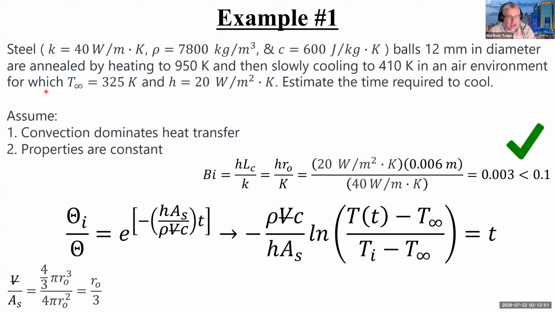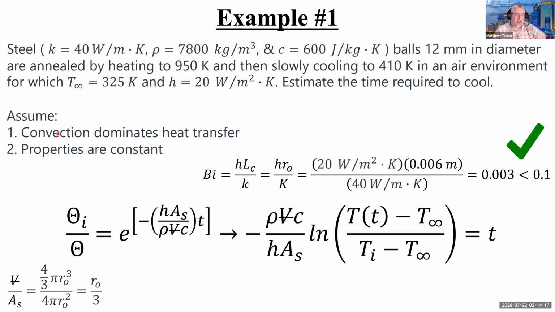And we know that the ambient air in whatever room this is happening in is 325 Kelvin. The convection coefficient that we get is 20 watts per meter squared Kelvin. And we're asked to estimate the time required to cool from 950 down to 410. Okay, so a couple of assumptions before we start.